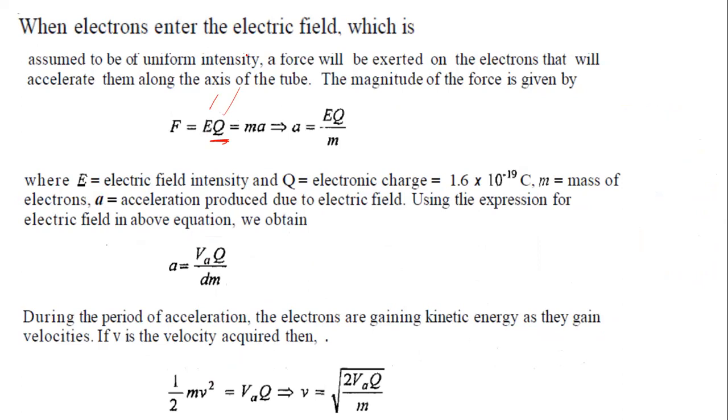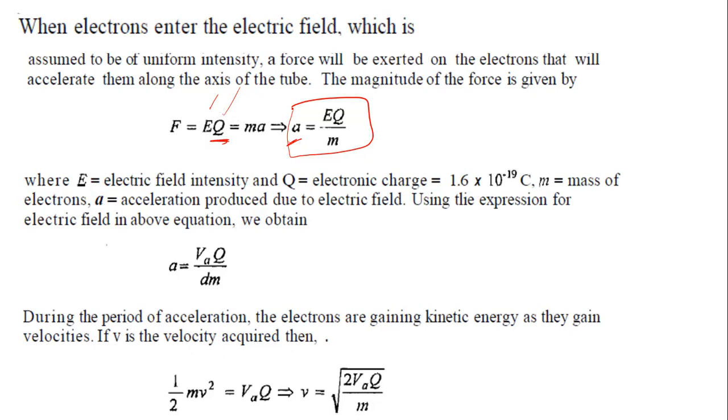So you know that from Newton's equation of motion, force is mass into acceleration. So the acceleration of the electrons released from the electron gun assembly will be given by this. Acceleration will be EQ upon M. Okay, E is the electric field intensity due to the accelerating anode.